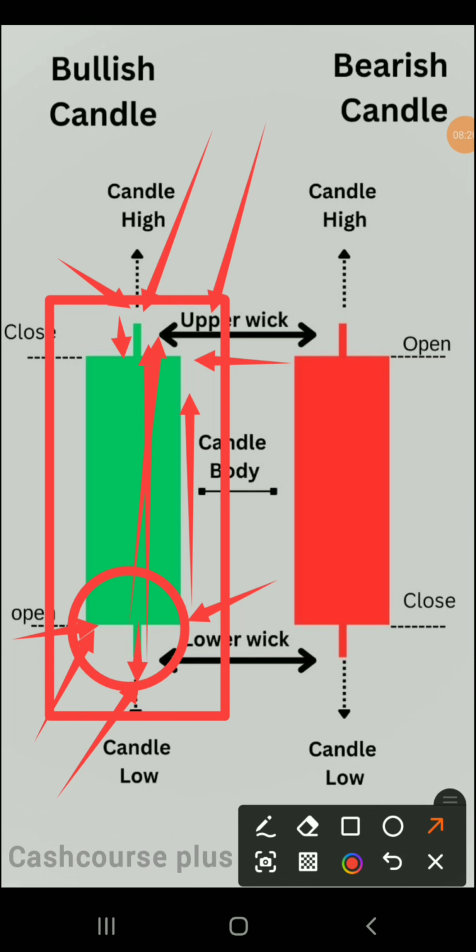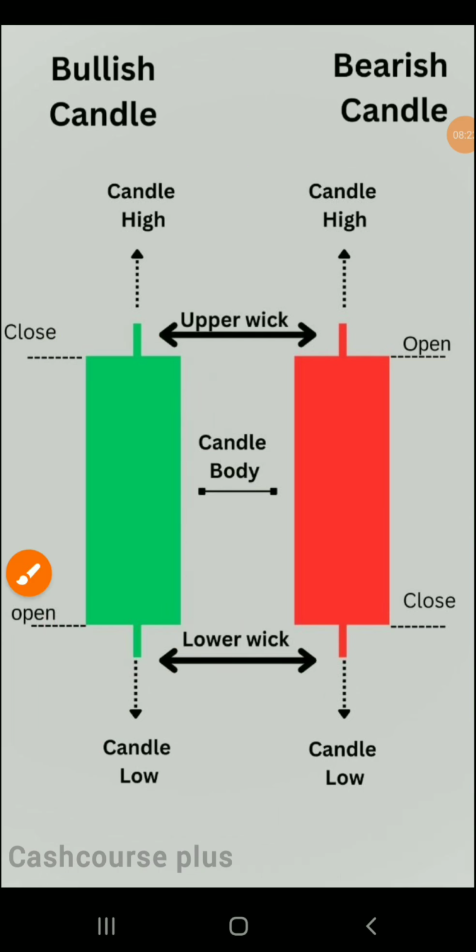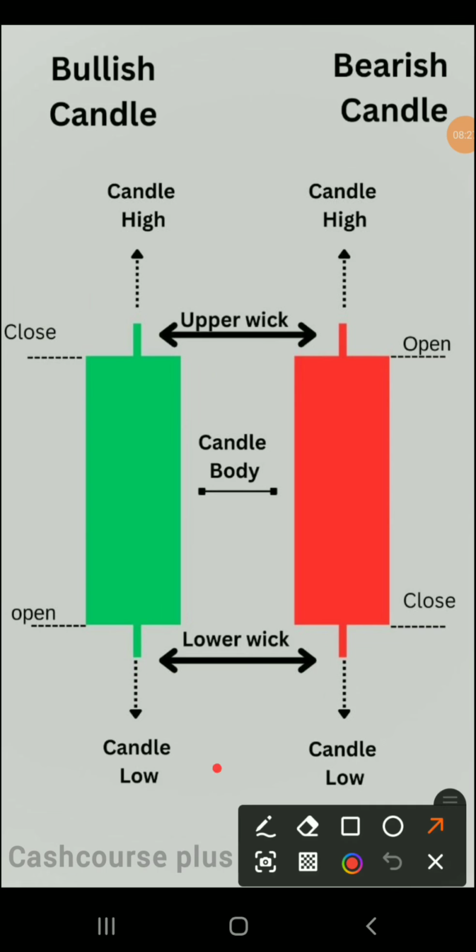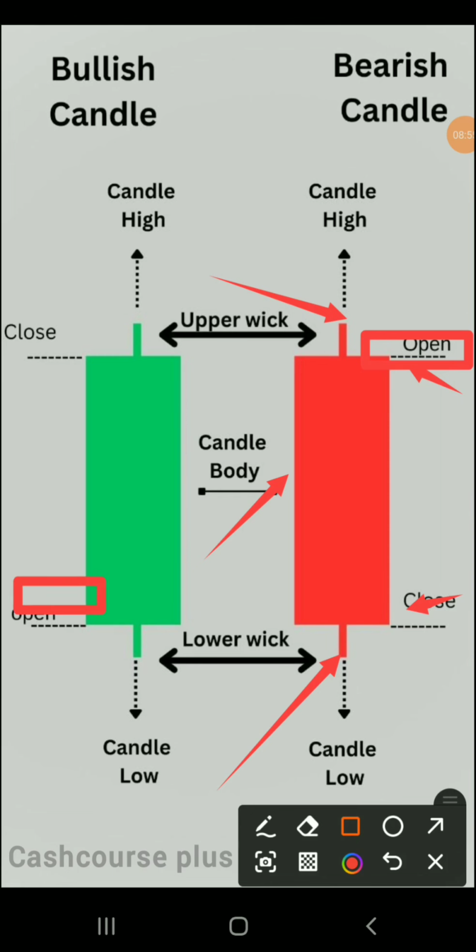So the same applies to the bearish candle right here. The bearish candle also has a lower wick, an upper wick, an open right here, and a close right here. So: lower wick, upper wick, open, close, body. If you notice, the open of a bearish candle is at the top of the candle, while the open of a bullish candle is at the bottom of the candle. So this means that if a candle wants to become red, it normally opens at the top. That is the close of the green candle, right?